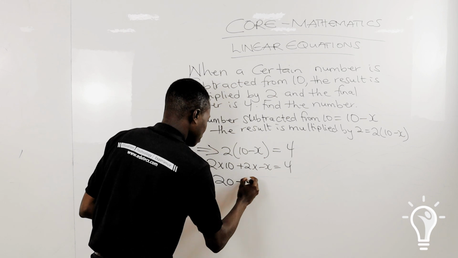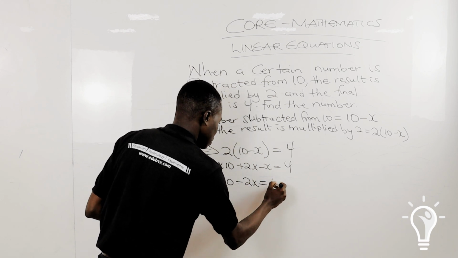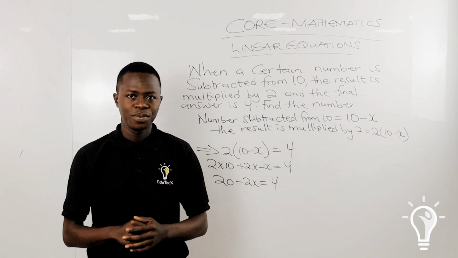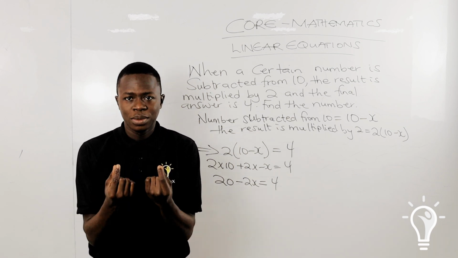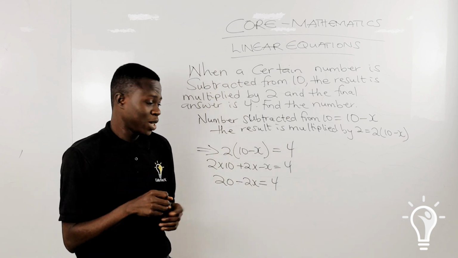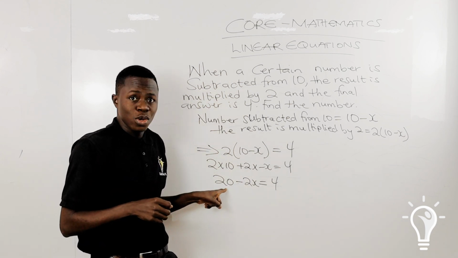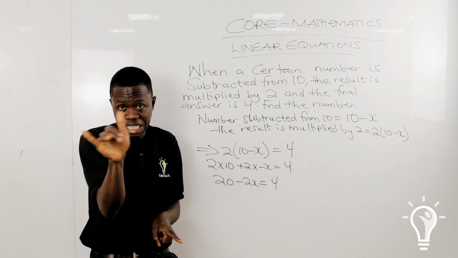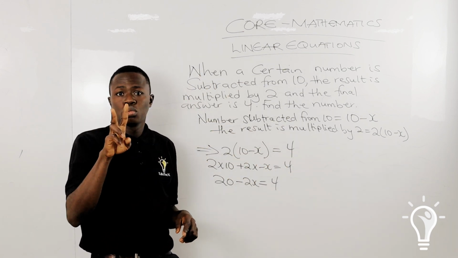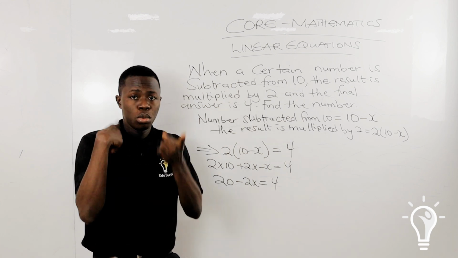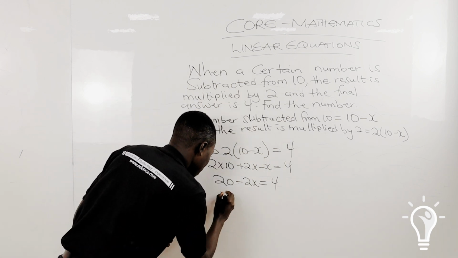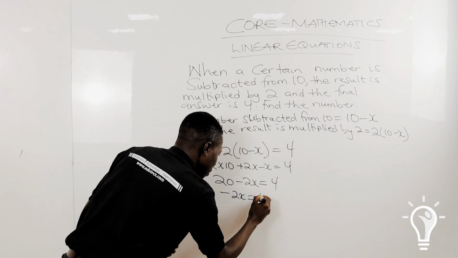Now, what do we do? You remember, we are going to group like terms. So 20 and 4 are of the same format. So we'll move 20 to the right hand side, and then we'll keep minus 2x at the left hand side. So minus 2x equals 4 minus 20. Remember, when a positive number moves to the other side, it becomes negative. So that is what we have.